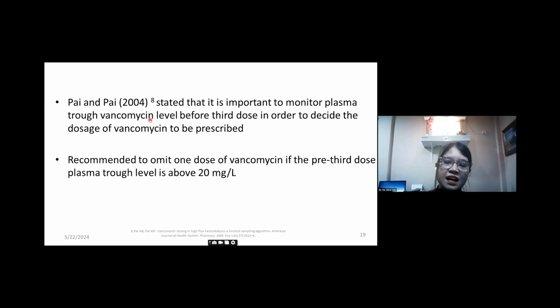It is stated that it is important to monitor plasma trough vancomycin level before the dose in order to decide the dosage of vancomycin to be prescribed, and it is recommended to omit 1 dose of vancomycin if the third dose plasma trough level is above 20 milligram per liter.